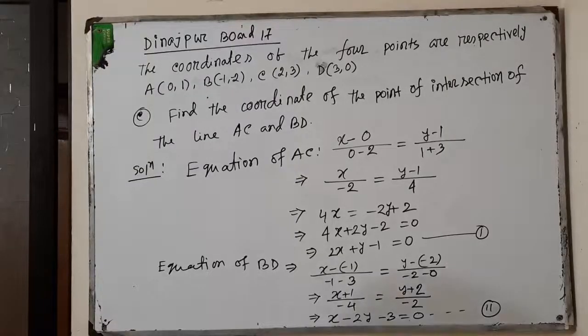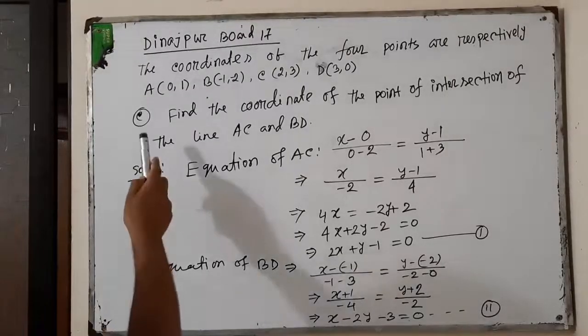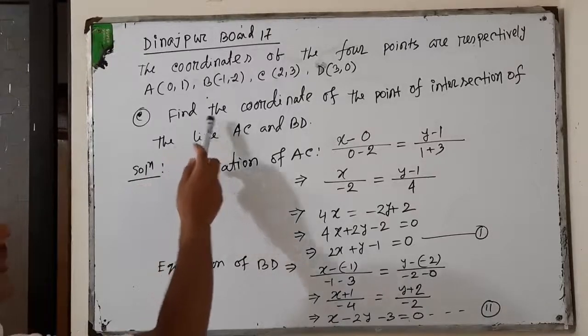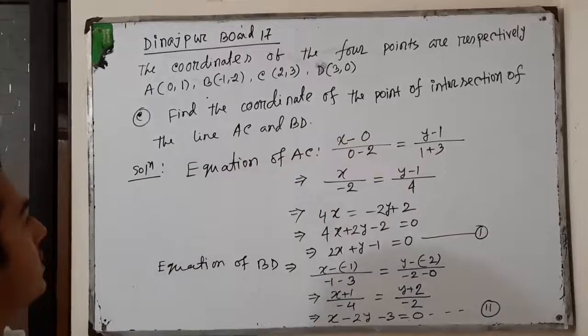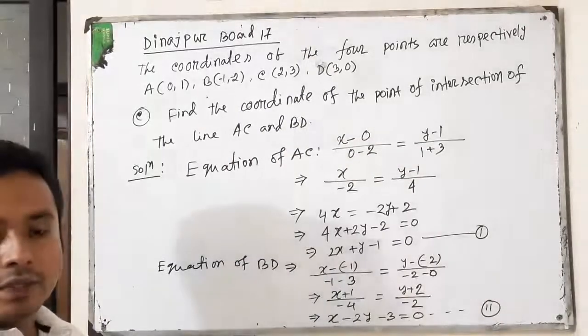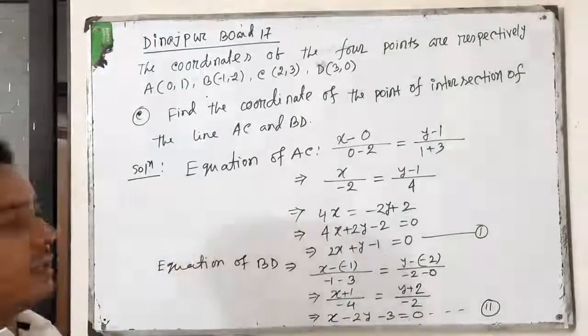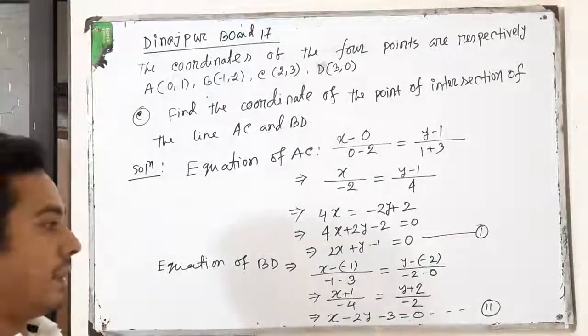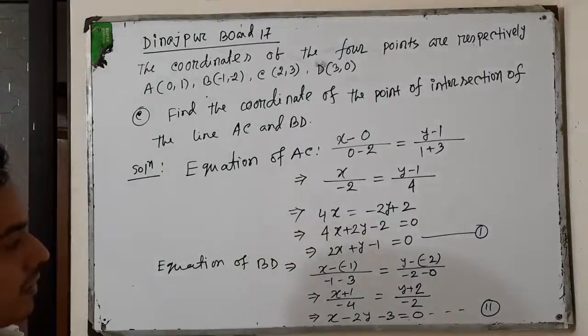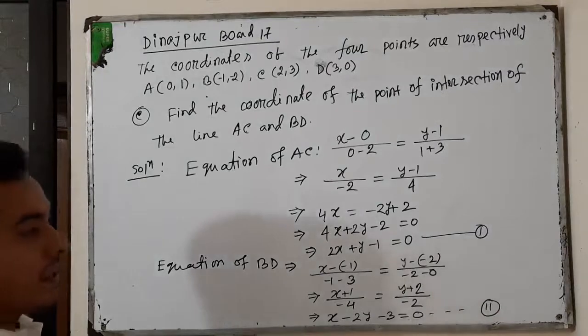Okay. Now question number C. What is question C? Find the coordinates of the intersection point of the lines AC and BD. That means the lines AC and BD are intersecting. What is their intersecting point? At first, you have to know what is their intersecting point.